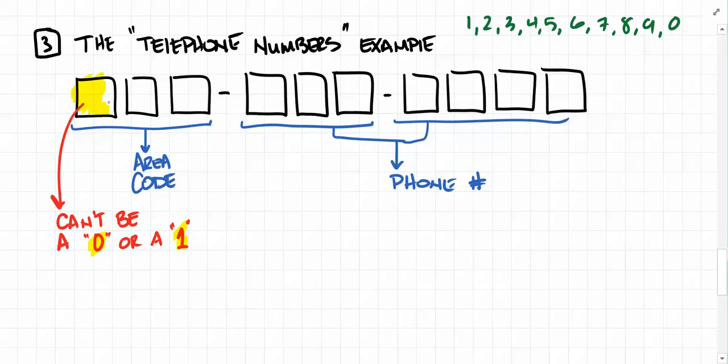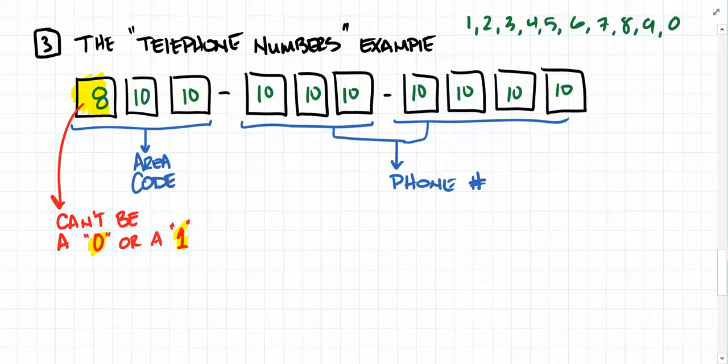I have to pick a digit for the first number here, but it cannot be a 0 or a 1. So if it can't be a 0 and it can't be a 1, that means I have 8 different choices of digits for that particular spot. For my next spot, I could choose any of these 10. I could choose a 1, 2, 3, 4, 5, 6, 7, 8, 9, or a 0. And that's the case for each of the following digits. Each of these digits, I have 10 choices.